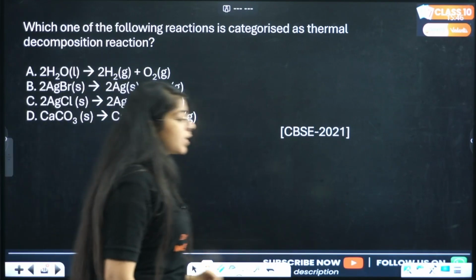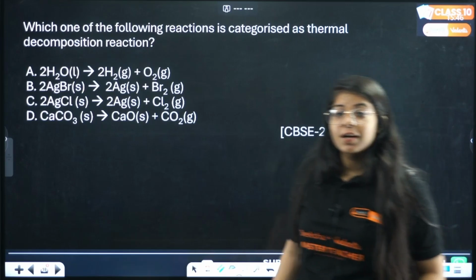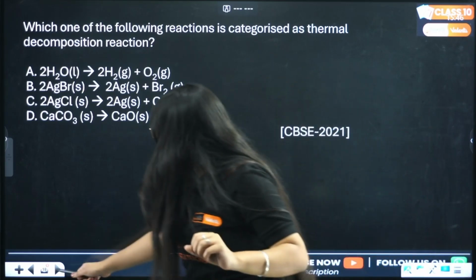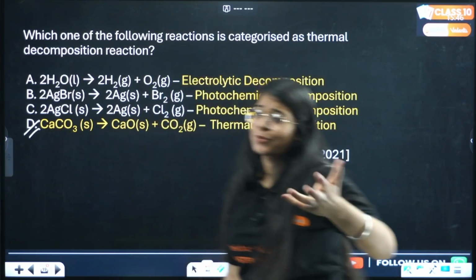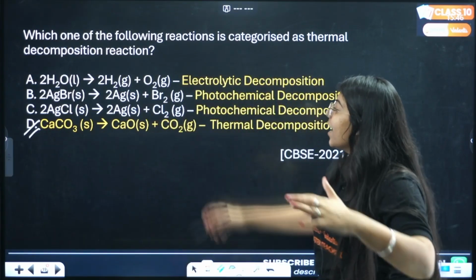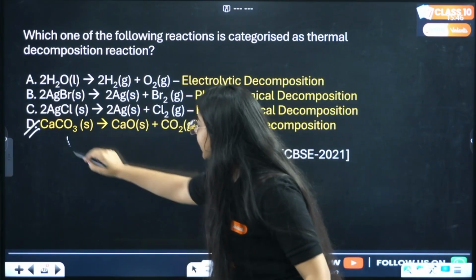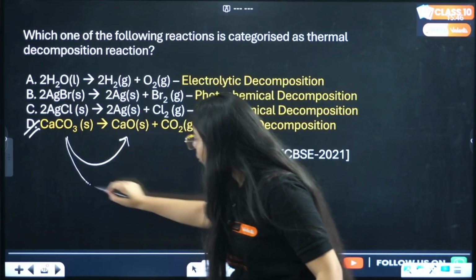Next, we have, which one of the following reactions is categorized as a thermal decomposition reaction? Which of these is a thermal decomposition reaction? Okay, actually, let's see all the correct. The correct option is actually CaCO3. I'm so sorry, I did it before telling you the answer. Okay, so CaCO3 converts into CaO plus CO2.